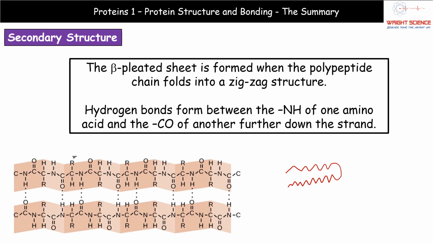Okay, now it's again held in that same shape by hydrogen bonds. So between the NH of one amino acid and the CO of another further down the strand. So if we look at our little diagram here, what we can see is here's our little NH group, and there's our CO, and between it we've got our hydrogen bond. So what we have, hydrogen bonds then occurring between these two sections, holding them in that beta pleated sheet. So secondary structure, alpha helix or beta pleated sheet.